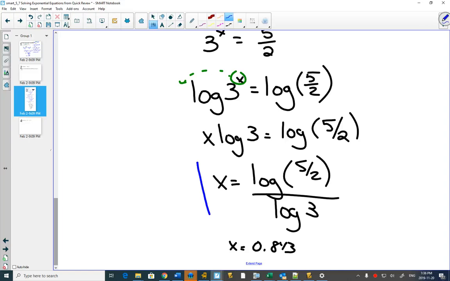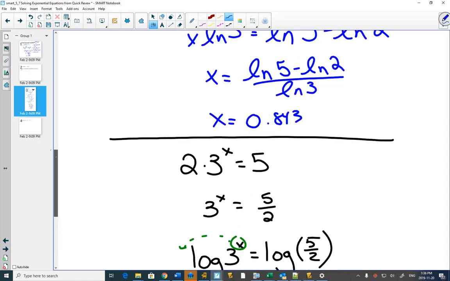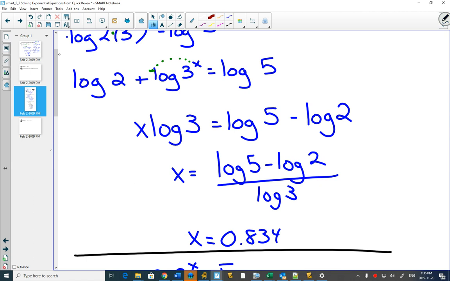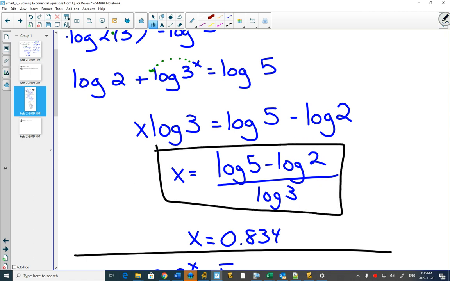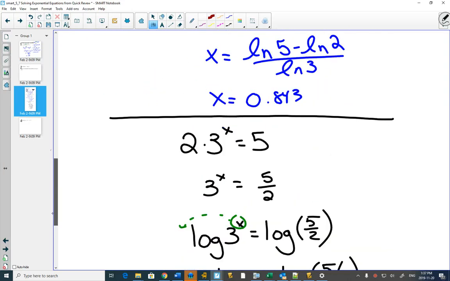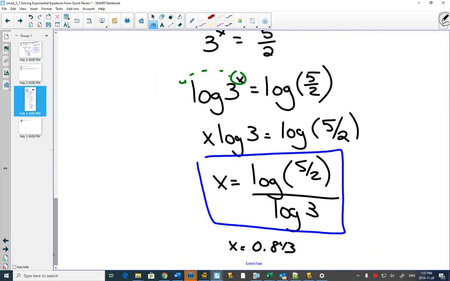Here is where you got x by itself, right? Log 5 over 2 divided by log 3. Why are those the same? There's your log law, right? Subtracting is dividing. So if you do one way, you're going to get subtracting to show up. If you do the other way, you're going to have dividing show up. But they're exactly the same thing. So it makes sense why the answers turn out that way.